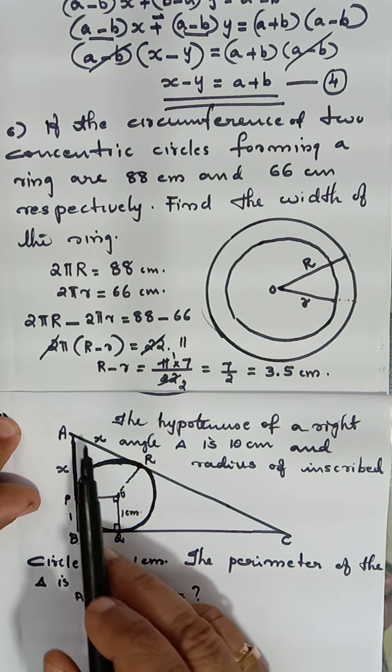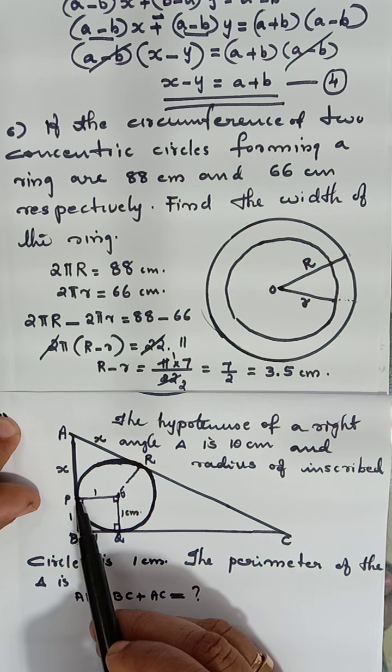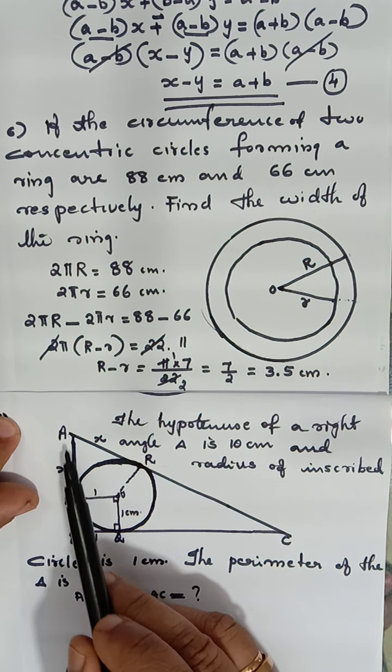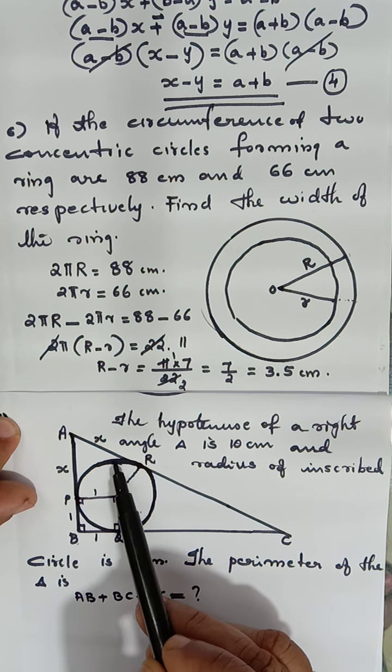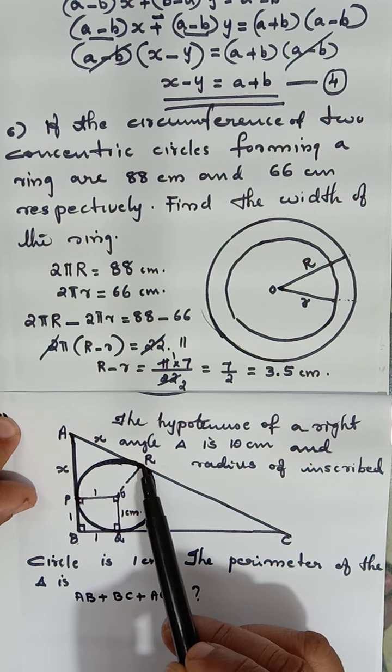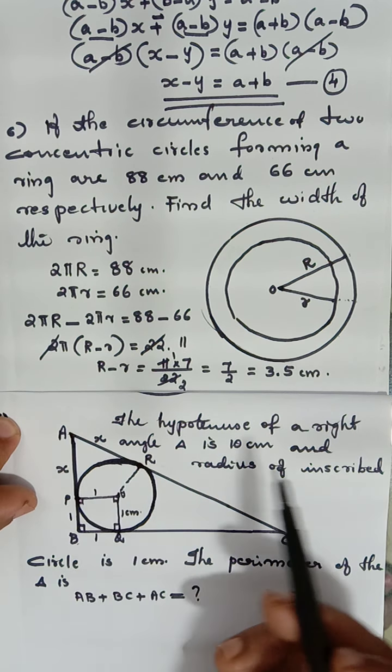AR is equal to AP because the lengths of the tangents drawn from an external point are equal. Here A is the external point, outside this circle. So these lengths of the tangents are equal. If it is X, AR is also X.